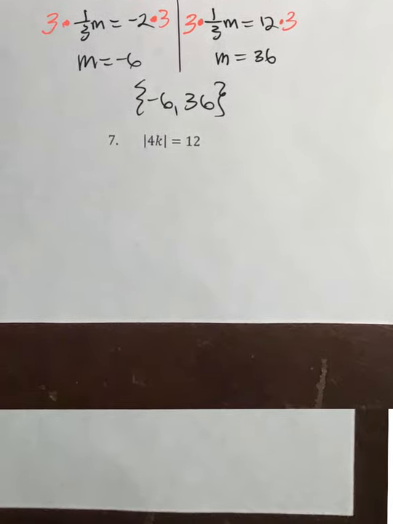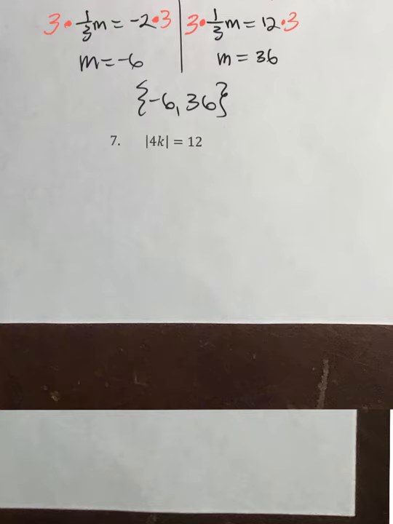Okay, last problem. Number 7, absolute value of 4k equals 12. So some students will divide by 4. You cannot do that. 4 is on the inside of the absolute value. You only undo things that are on the outside of the absolute value. So that is incorrect. You cannot undo things that are on the inside of the absolute value. So isn't step 1 already done? So step 1 is already done. Right? So I'm going to put a check mark for step 1 is already done.